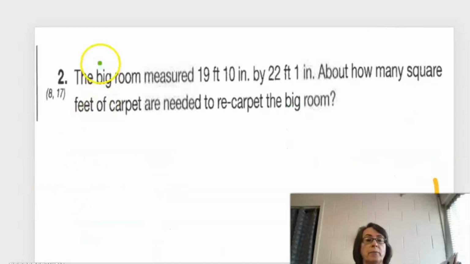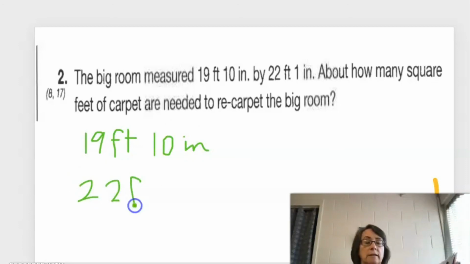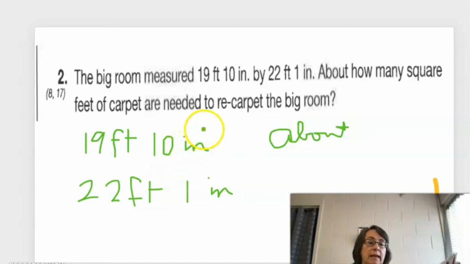Okay, number 2, the big room measured 19 feet and 10 inches, and 22 feet, 1 inch. Okay, about how many square feet of carpet are needed to recarpet the room? So they did say the word about. Okay, so we would say, let's round.